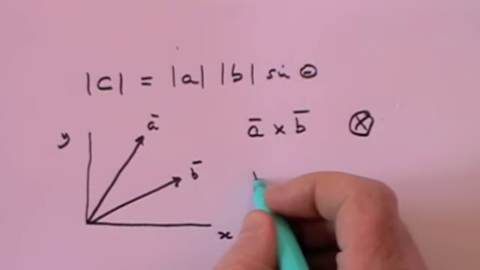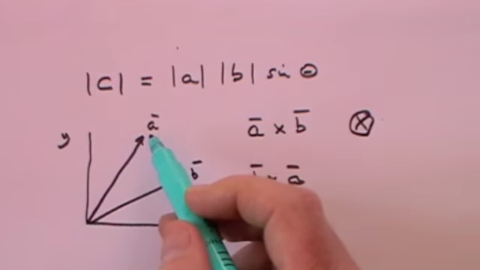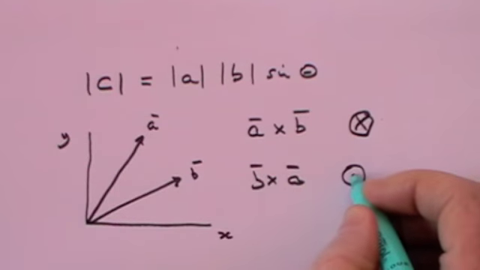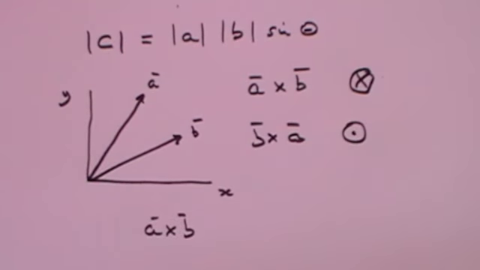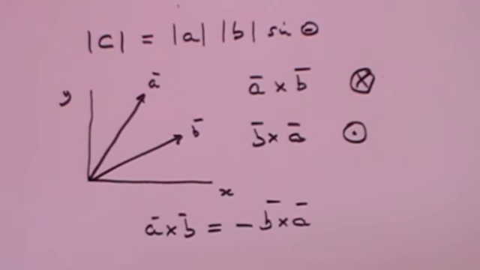On the other hand, if you're doing B cross A, then you have to rotate B anti-clockwise to A, and that means you're coming out of the paper. So it's the corkscrew rule that determines which direction the vector C will be travelling. And you should now be able to see, obviously, that A cross B is equal to minus B cross A, because they are in opposite directions. One is into the paper, the other is out.